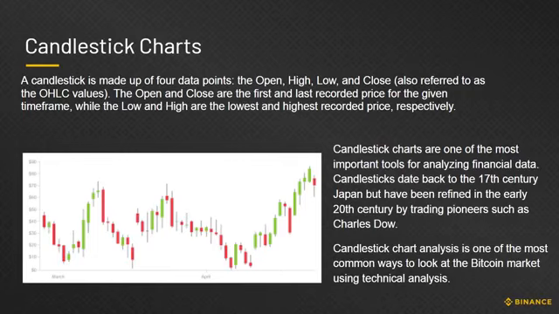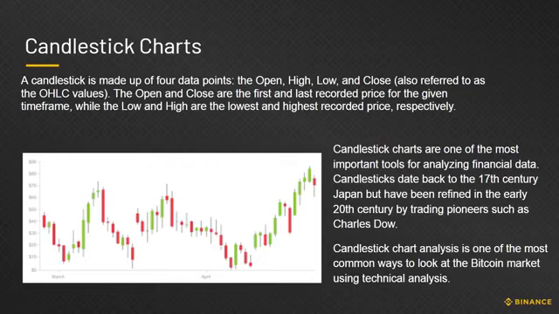While the low and the high are the lowest and highest recorded prices. The lowest recorded price you can see is around this $10 side, tracing to this green side, and the highest recorded price is around this $60 side that has a green line. So candle charts are one of the most important tools for analyzing financial data. Candlesticks date back to 17th century Japan, but were redefined in the early 20th century by trading pioneers such as Charles Dow.